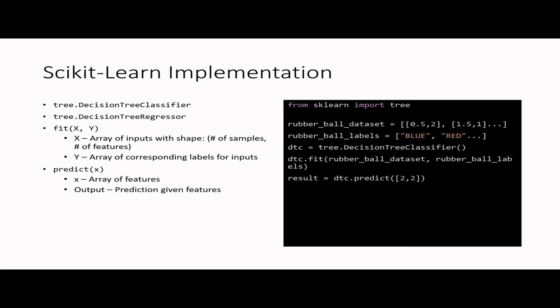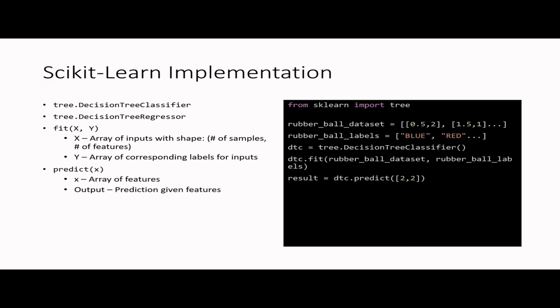There are two arguments that must be passed into the fit function. Seen here, the first argument, X, is an array of shape (n_samples, n_features), where n_samples represents the number of data points in the dataset, and n_features represents the number of features of each data point. Referencing back to the rubber ball example, if we were to pass in that dataset to the fit function here, it would have a shape of (12, 2): 12 data points, each containing 2 features.